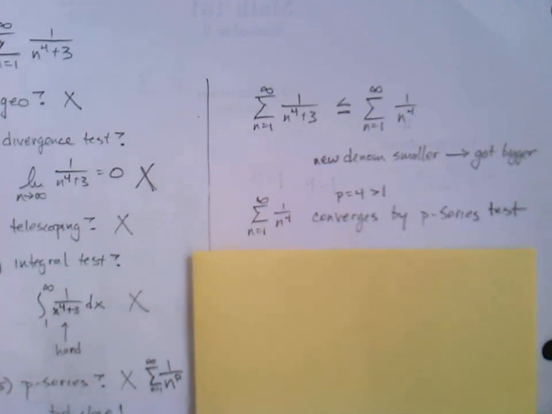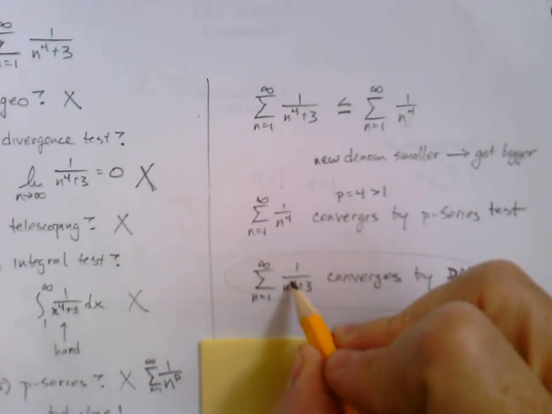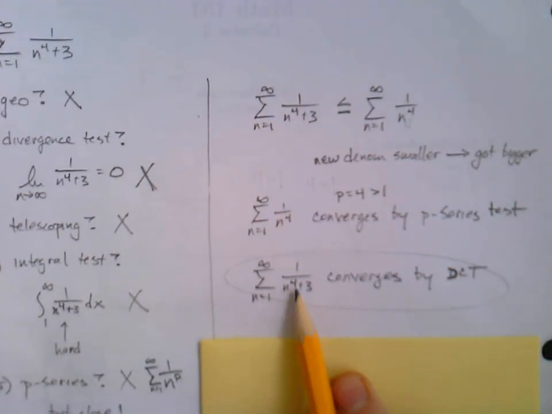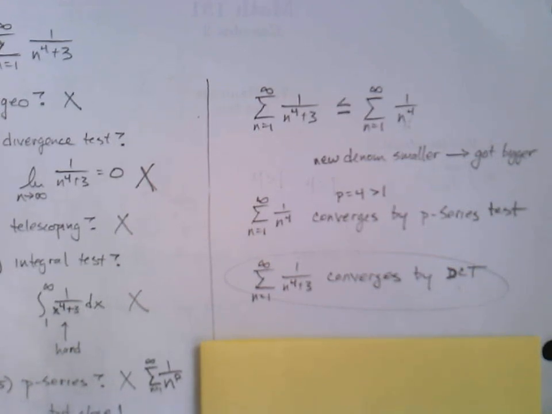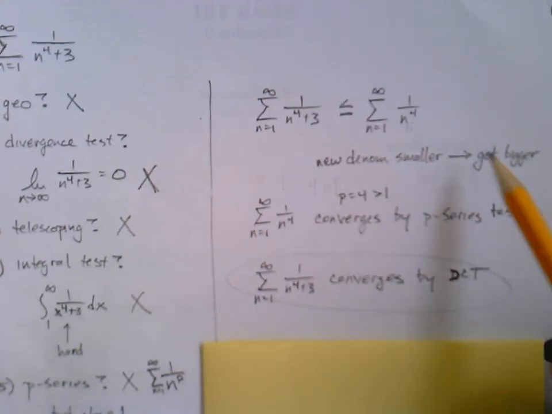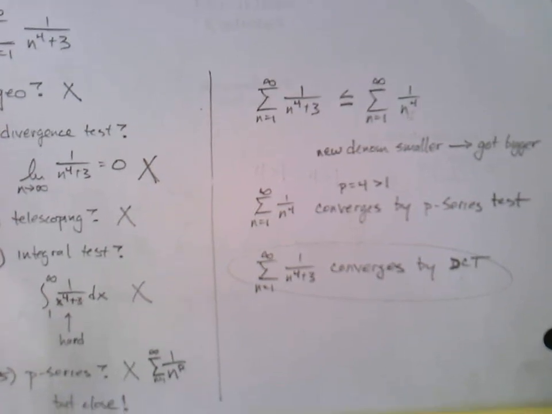And that's true. So I can say the series that I'm questioning, 1 over n to the 4th plus 3, converges. And here we like an abbreviation. We're going to call it DCT. It stands for Direct Comparison Test. All right, that's a great, simple introductory example. Now let me show you the test officially.